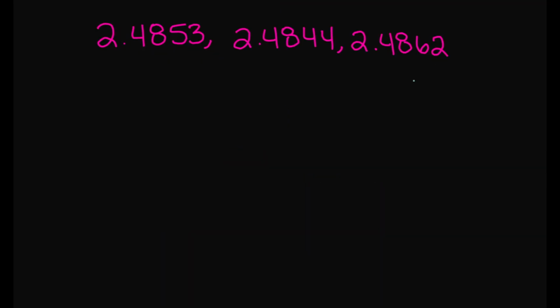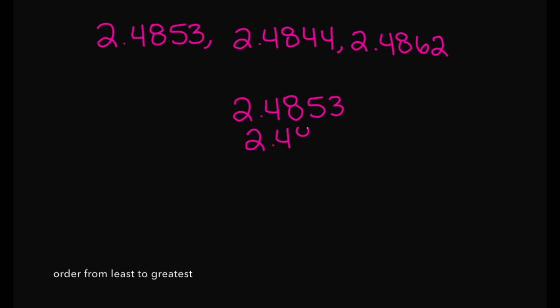So now let's say you have a couple decimals here and you need to write your decimals from least to greatest. So remember, we're going from least to greatest. Again, we're going to follow the same steps. Let's line up our decimals so that we can order them from least to greatest.